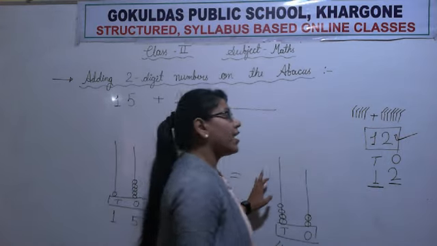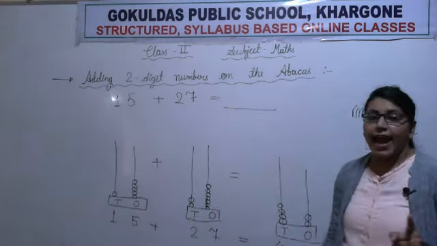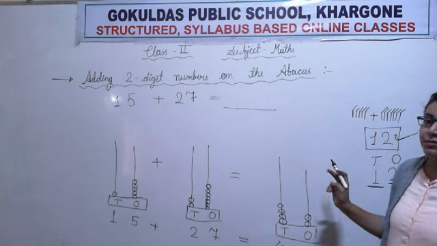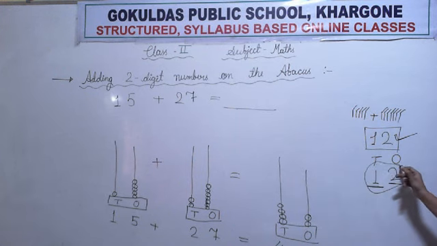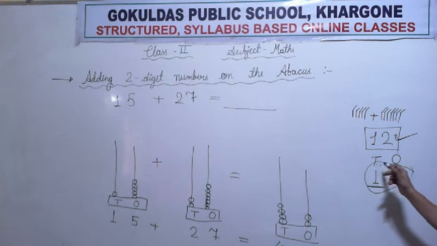Remember, a spike can hold a maximum of 9 beads. So whenever we get more than 9 beads, we will regroup it into 2 places, whether it may be ones or tens or hundreds also. Okay.